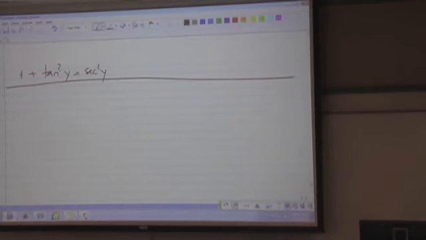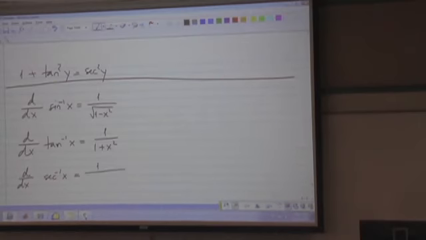So, let's put them all together. Let's make it in this. Yeah, I'll just do it this way. d over dx of sine inverse of x is equal to 1 over square root of 1 minus x squared. d over dx of tangent inverse of x is equal to 1 over 1 plus x squared. d over dx of secant inverse of x is equal to 1 over x times the square root of x squared minus 1.